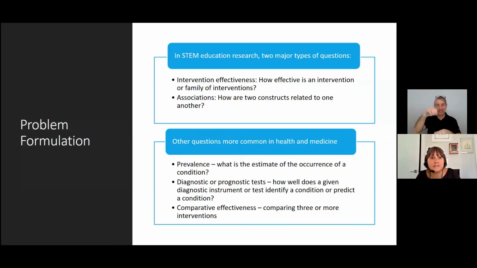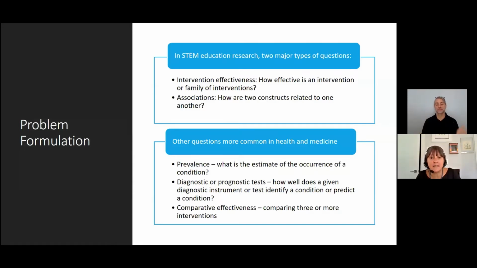But other questions can also be addressed in a systematic review and meta-analysis. And these questions tend to be more common in health and medical research. One is about prevalence. So looking at the literature to try to estimate the occurrence of some condition. So that's another question people might address in a systematic review.